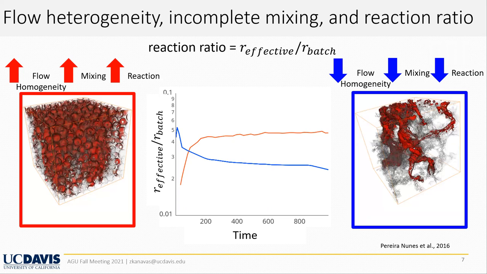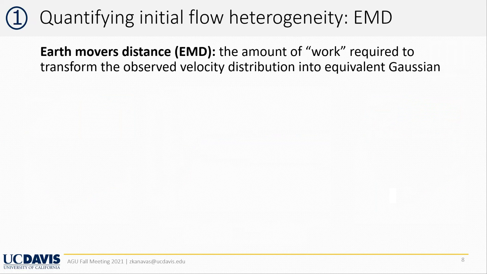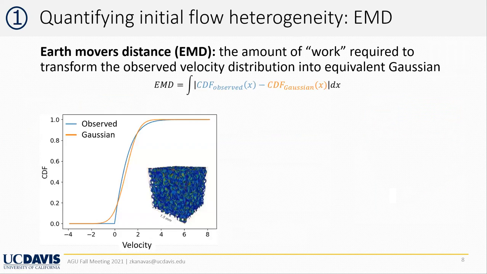To quantify this effect, we first have to find a meaningful way to quantify flow heterogeneity. I will explain the 4 metrics we explored to measure flow heterogeneity. The first being the Earth mover's distance, or EMD, which is the minimum amount of work required to transform the observed velocity distribution into a statistically equivalent Gaussian distribution, mathematically defined as the absolute difference between the 2 cumulative distribution functions.